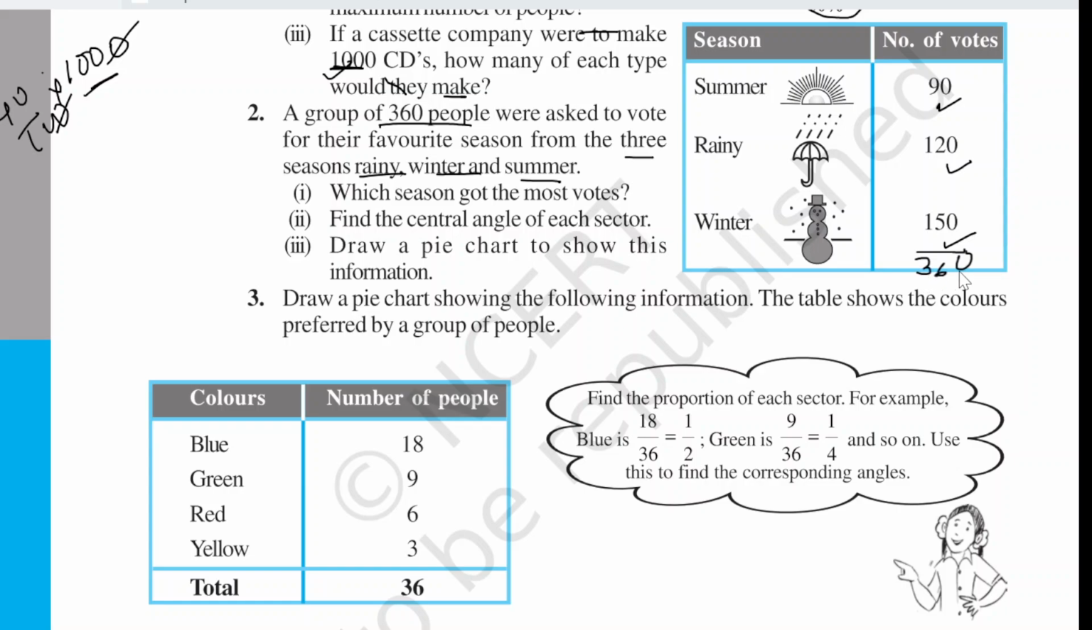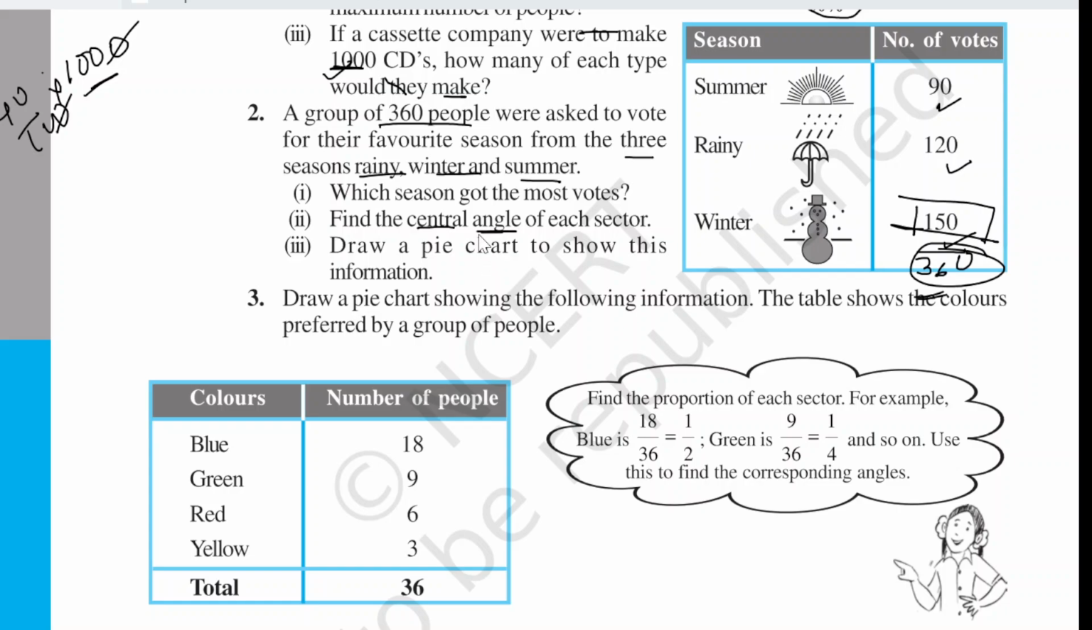Now, which season got the most votes? Just by seeing, you can say that winter got the most votes. Find the central angle of each sector. For making a pie chart, we have to find the central angle of each sector.